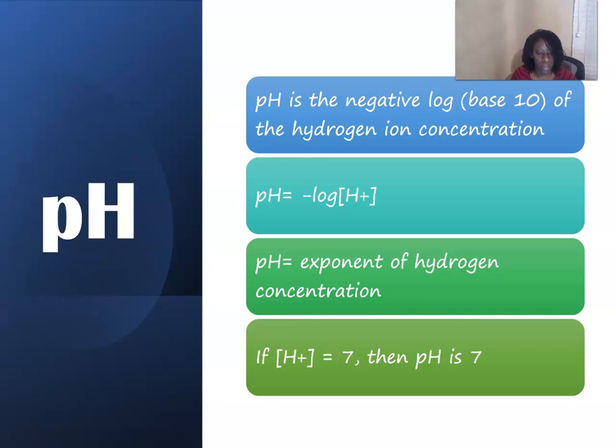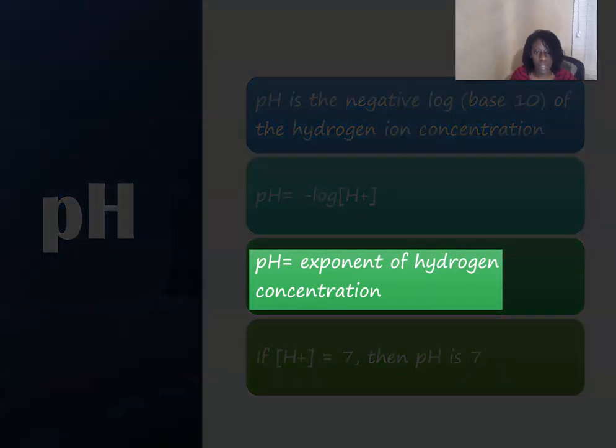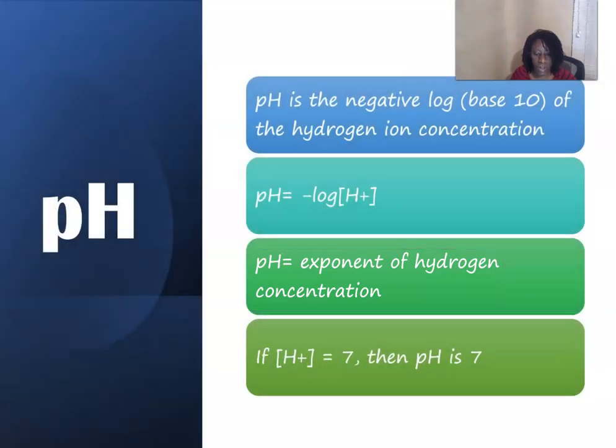It's pretty much going to be multiplying a number by 1. So that means that the pH is going to equal the exponent, the little small number up top. Whatever exponent you have for your hydrogen concentration, that's going to be the pH. So let's go back to water to see what I'm talking about.